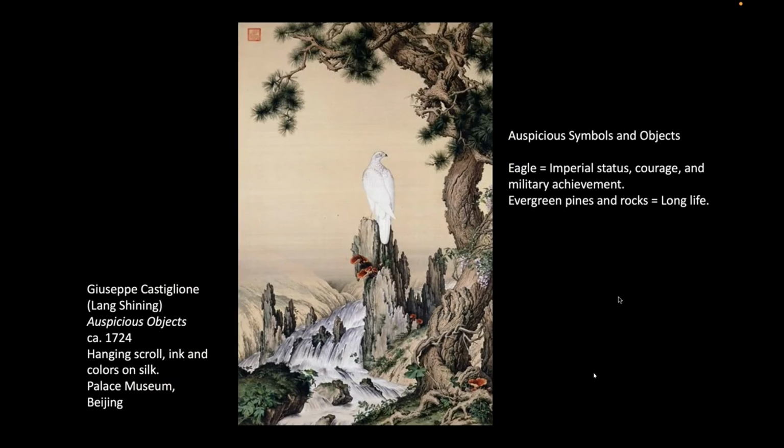And so he has a couple in here. Here, the eagle, which is a very prominent center of the painting. He also has evergreen pines and rocks. So the eagle is an auspicious symbol for imperial status, courage, and military achievement. And the evergreens and pines and the rocks are auspicious symbols for long life.